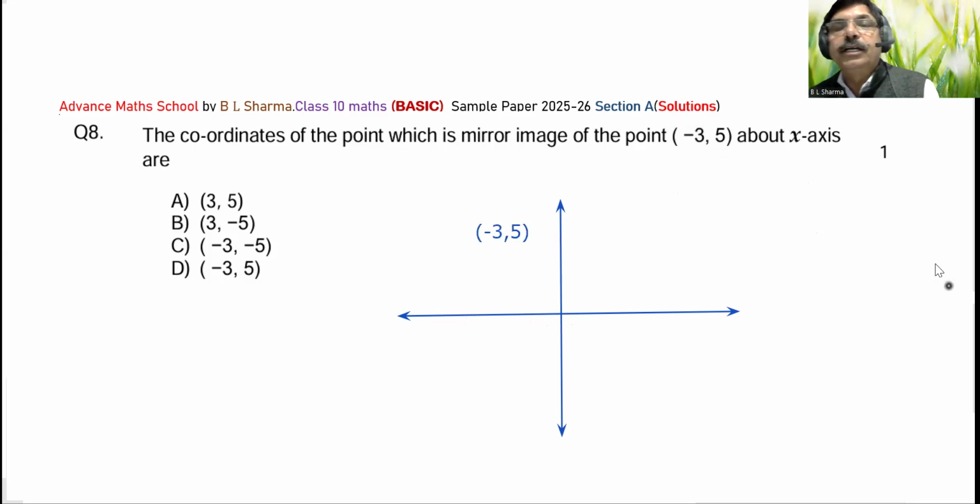ये हमने सेकेंड क्वाड्रेंट में इस पॉइंट को प्लॉट कर दिया है. नाउ एक्स एक्सिस इज दिस, तो इधर अगर आएंगे तो इसकी इमेज यहां बनेगी. व्हाट विल बी द कोऑर्डिनेट? सो द कोऑर्डिनेट विल बी, देखिए एक्स इज सेम, ये जो डिस्टेंस है वो सेम है, लेकिन नाउ द वाई को, दिस इज इन द थर्ड क्वाड्रेंट and in third quadrant the y coordinate is negative. So what will be the mirror image of this? The point (-3, 5) will be (-3, -5).